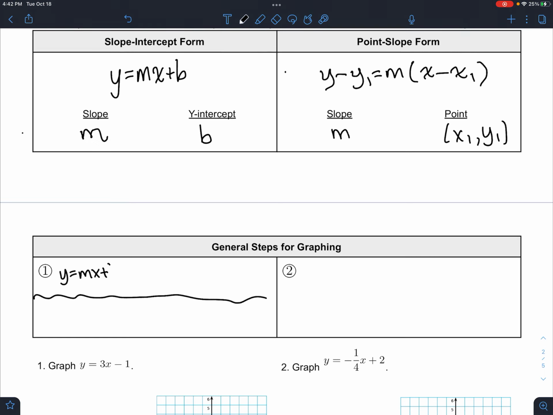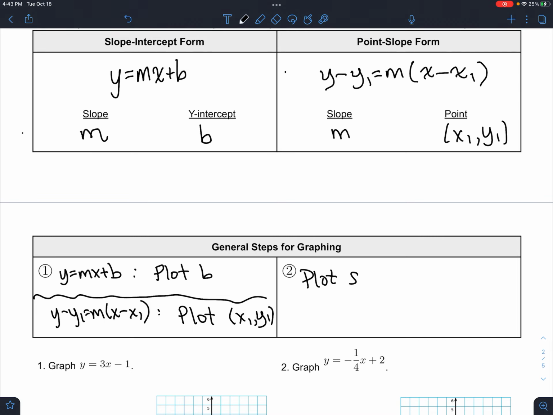So depending on what you have, what form you're in, if you're in this form, your first step is going to be to plot b. And if you're in the other form, point slope form, you're going to plot the point itself. So for step 1, you plot the first point, and step 2, you plot the second point. Because you only need 2 points to make a line.